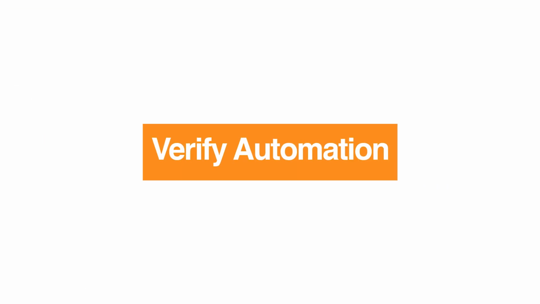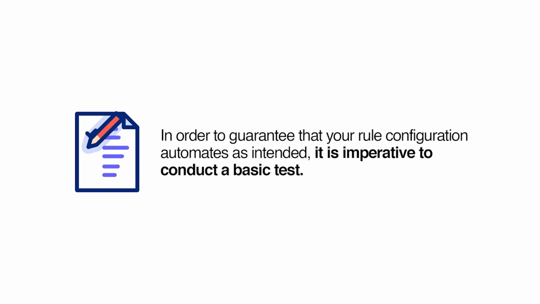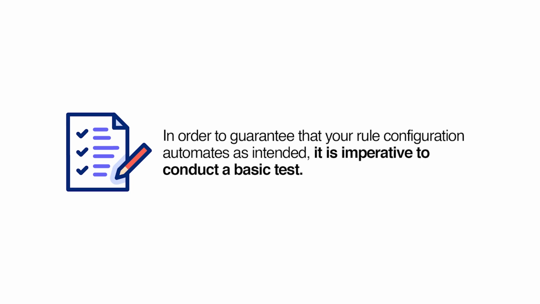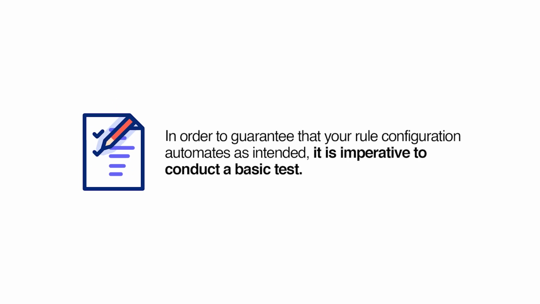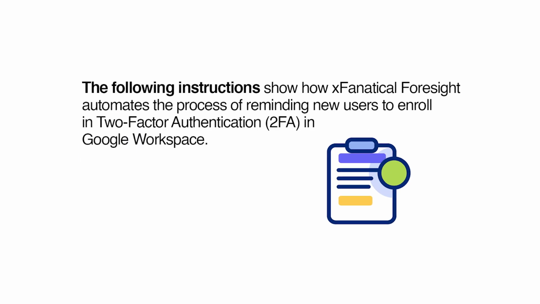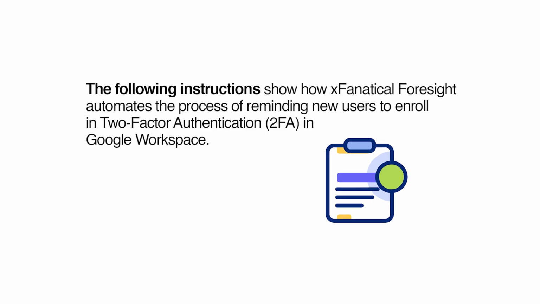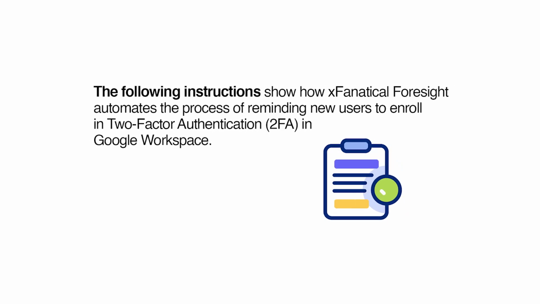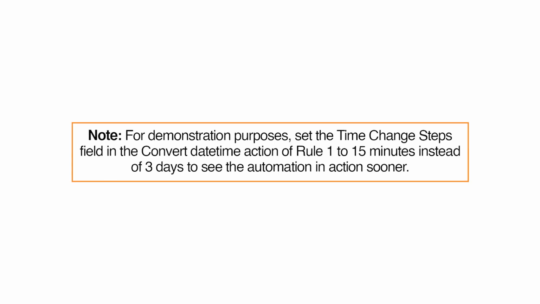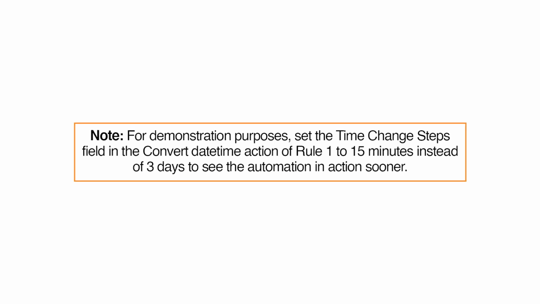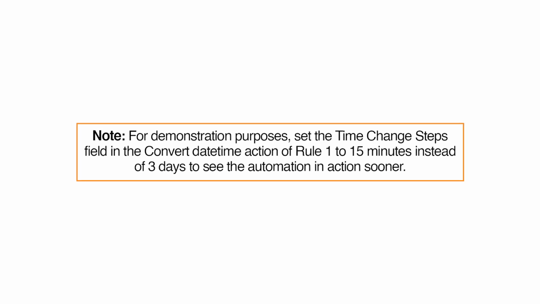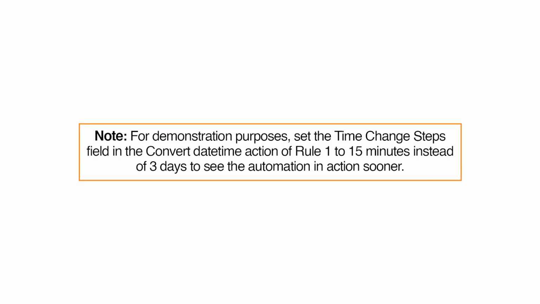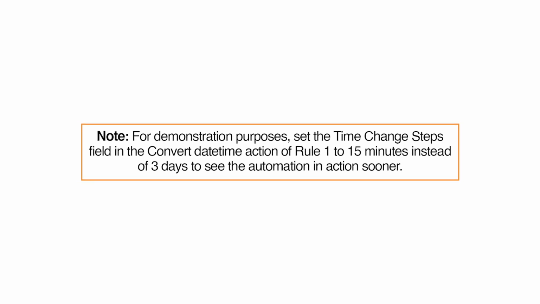Verify automation. In order to guarantee that your rule configuration automates as intended, it is imperative to conduct a basic test. The following instructions show how xFanatical Foresight automates the process of reminding new users to enroll in two-factor authentication in Google Workspace. For demonstration purposes, set the Time Change Steps field in the Convert Datetime action of Rule 1 to 15 minutes instead of 3 days to see the automation in action sooner.